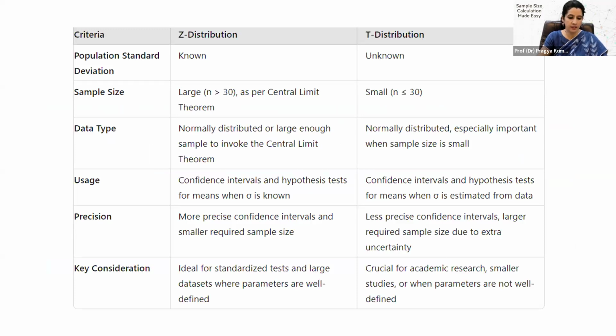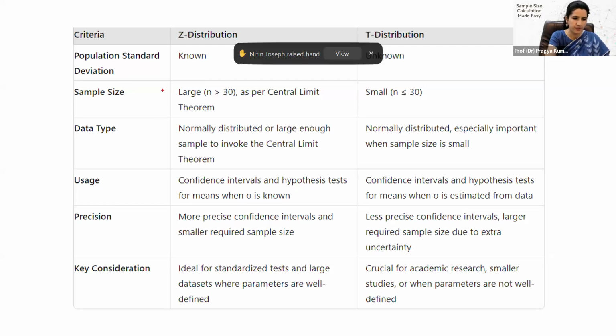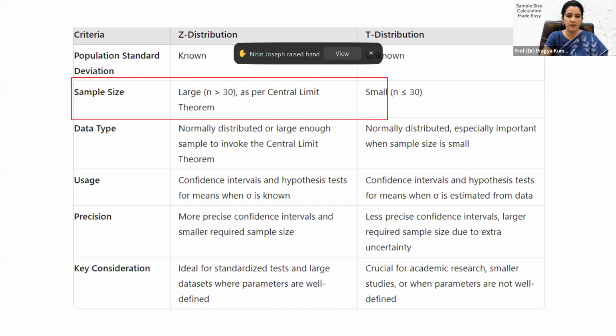Again, regarding the sample size, we have discussed this. If the sample size is large, as per central limit theorem, you can go with the Z distribution. If it is small, like less than 30, you have to go for the T distribution.